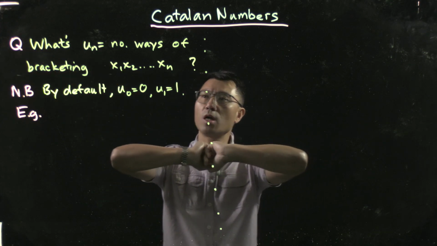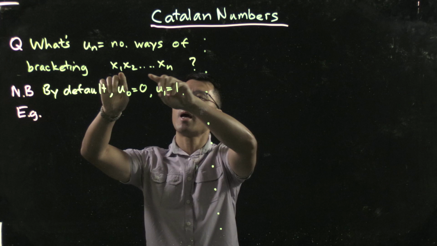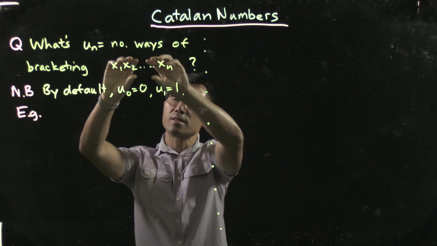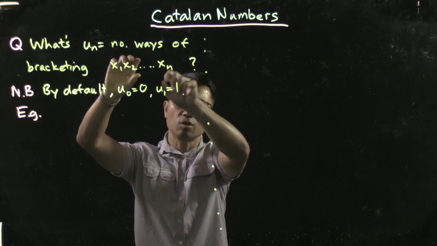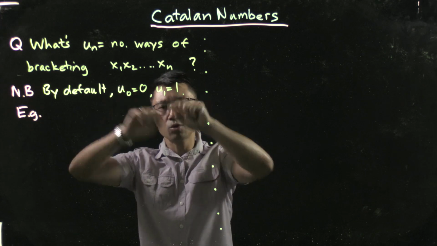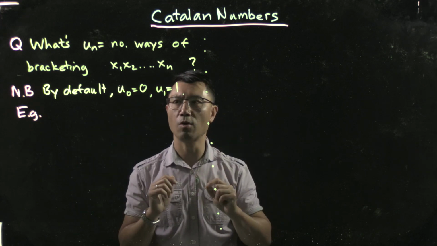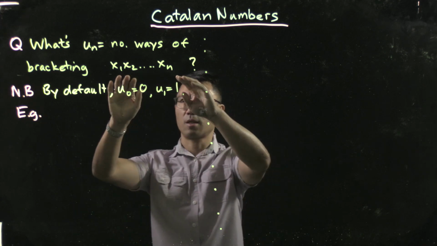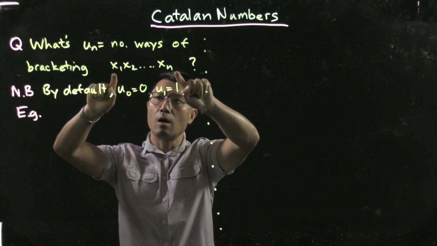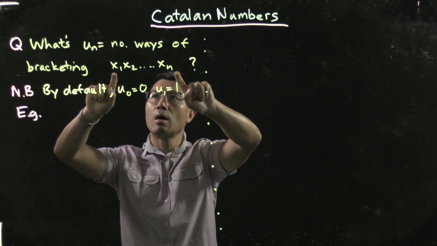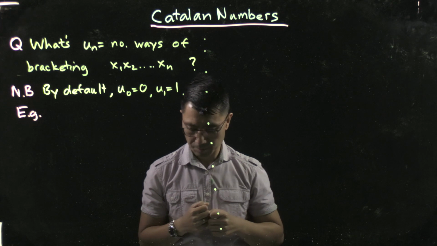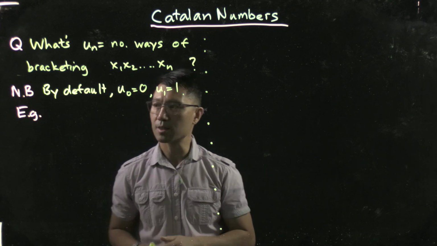What we're going to do is look at an expression like this, a string x1, x2 up to xn. We'll consider this as something that we can form by multiplying consecutive terms together. But when you multiply them, you have to say which ones you multiply first, and the way to do that is you bracket them. If you have this string of n variables, x1 up to xn, let un be the number of ways of bracketing it. What's the answer? Let's have a look at some simple examples.